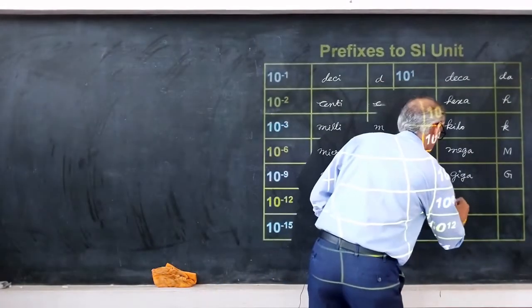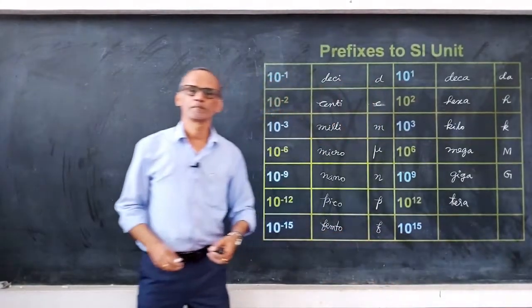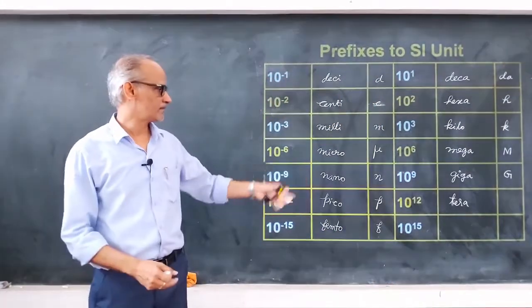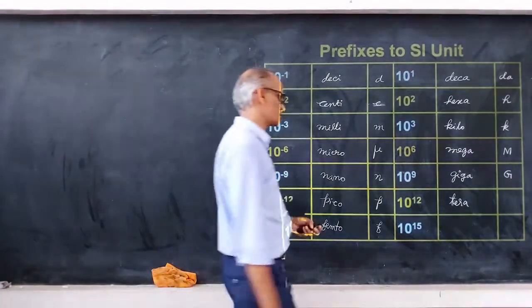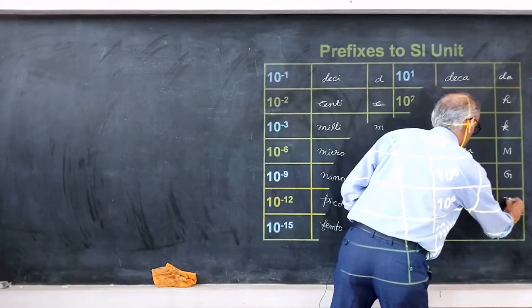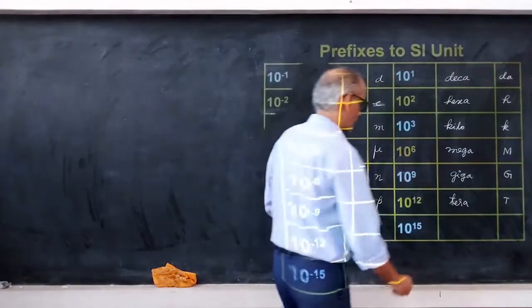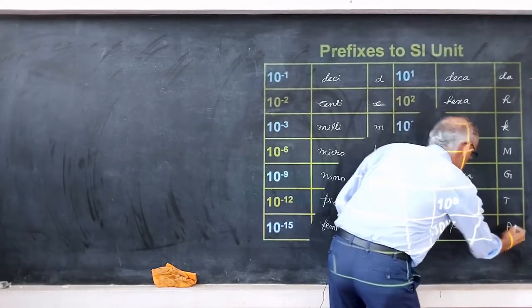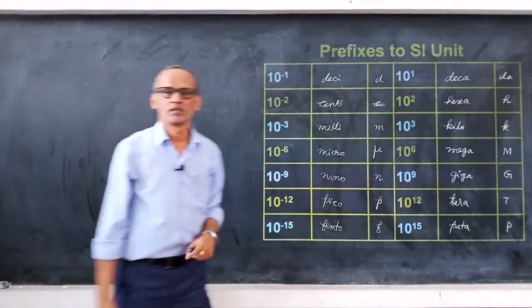Now all the hard disks of the computer are in terms of units called terabytes. The symbol used is capital T. And then 10 to the power plus 15 is peta, capital P is the symbol because small p is already used for pico.